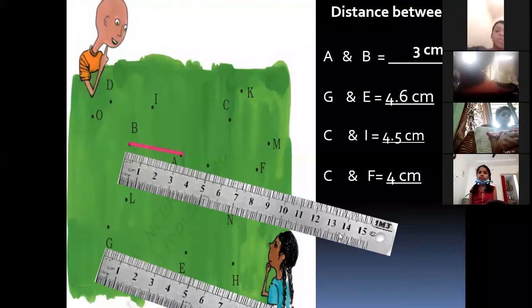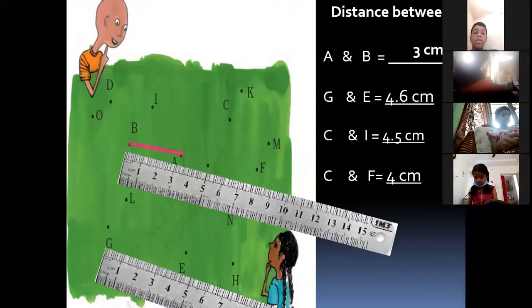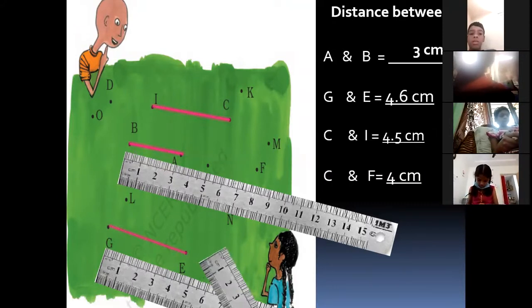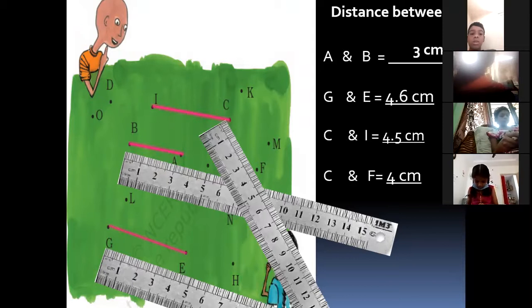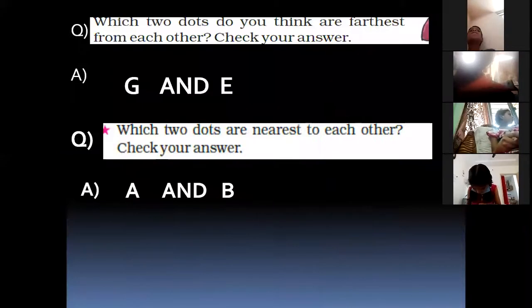Suppose you want to find the distance between G and E. Take the scale between G and E, draw the line, and with the help of the scale measure it, and you are getting 4.6. This is from your textbook question. Suppose I and C, take the scale and measure it. Then between C and F, take the scale, measure it, you are getting 4 centimeters like this.